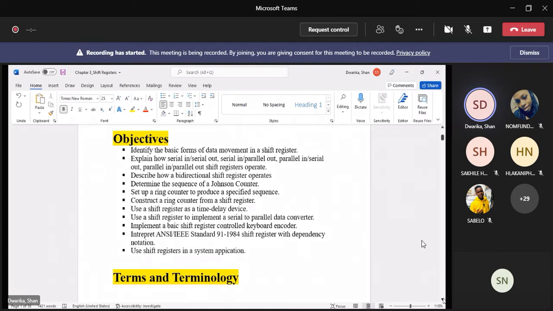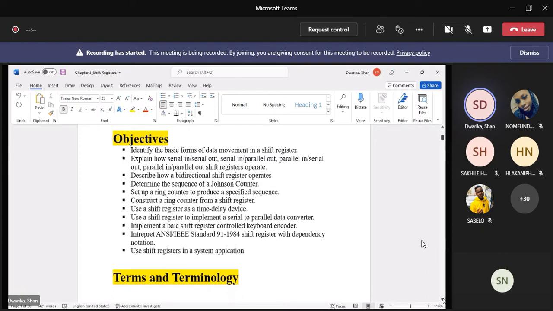Determine the sequence of a Johnson counter. A Johnson counter is a special type of counter. Instead of a counter to produce a specified sequence, construct a ring counter from a shift register. We use a shift register as a time delay device. We use a shift register to implement serial to parallel data conversion.